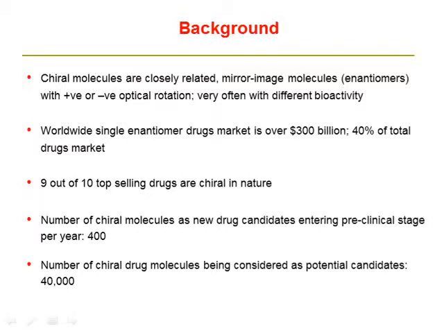9 out of 10 top-selling drugs are chiral in nature. The number of chiral molecules entering the preclinical stage as new drug candidates per year is 400, while the number of chiral drug molecules being considered as potential candidates is 40,000. Going from 40,000 to 400 with minimum concentrated research expenditure is a major challenge.